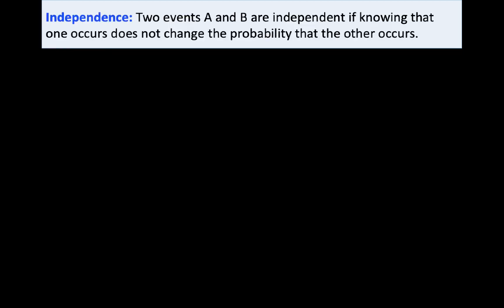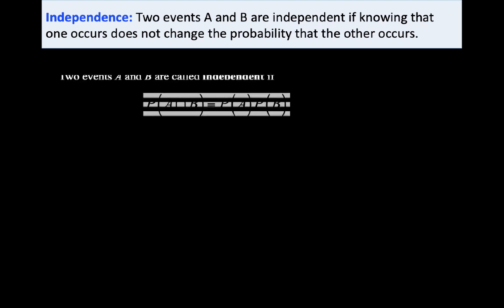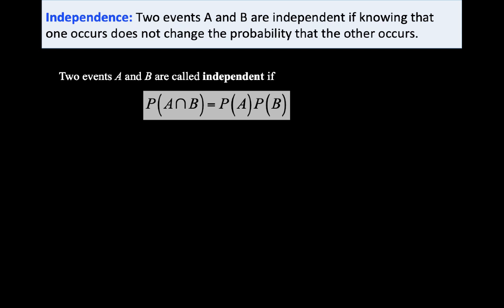Next one is independence. Two events A and B are independent if knowing that one occurs does not change the probability that the other occurs. So how do we check the independence? Two events A and B are called independent if probability of A intersection B equals probability of A times probability of B. Actually, if this equation is satisfied, then we can say those two events are independent.